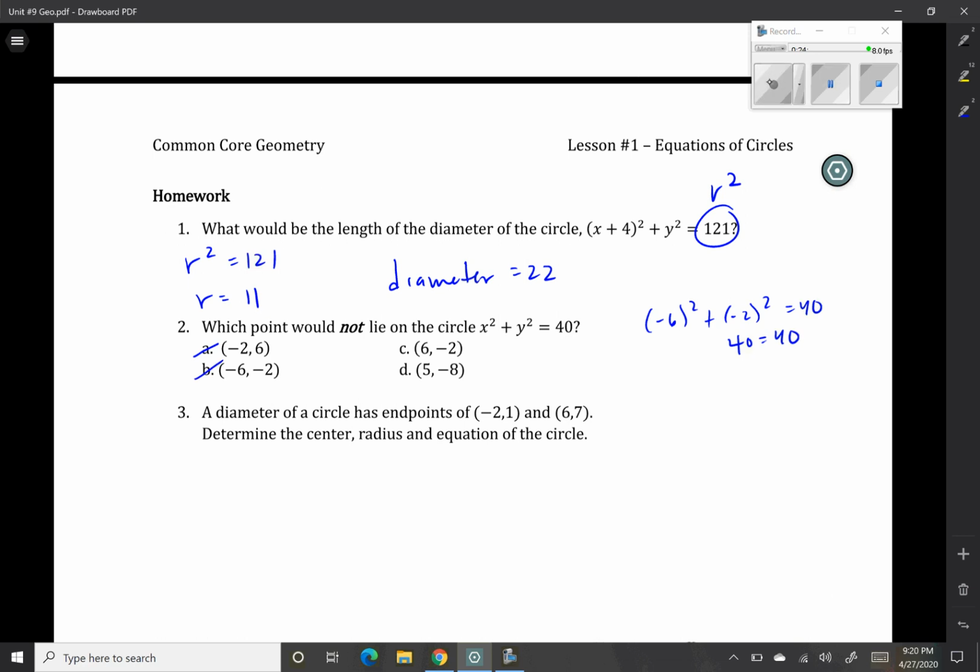If I do C, I wind up doing 6 squared minus 2 squared. That gives me 40 equals 40 also. So C also works. The one that doesn't work is choice D.